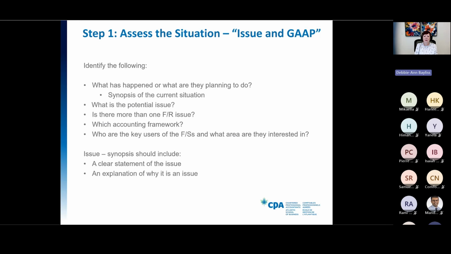Make sure when it comes to your issue statement that you clearly state what the issue is, and that it is stated in the form of a question. So in other words, the issue is whether revenue has been correctly recognized. Don't draw a conclusion. Don't state that the issue is that revenue has not been correctly recognized, because that's a conclusion and you haven't performed your analysis.